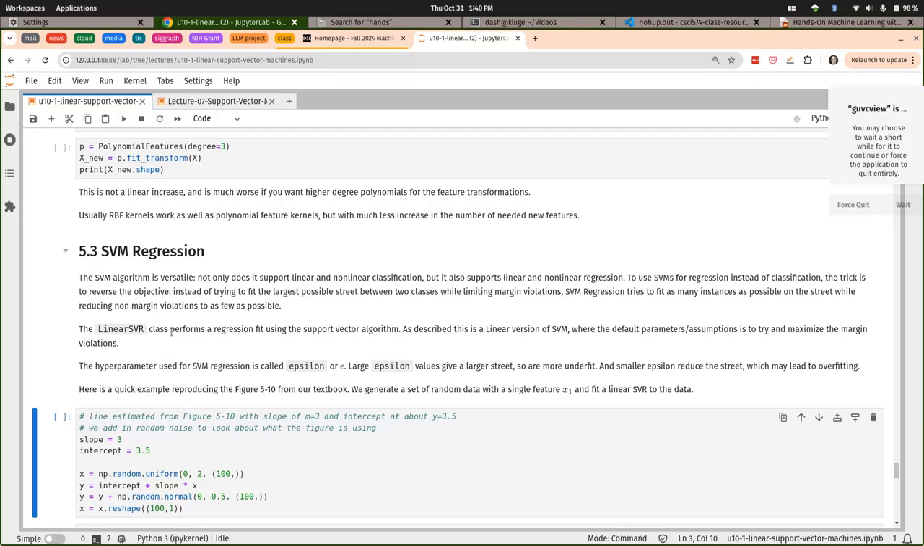Because of the change in the cost function, instead of the C, there's an epsilon parameter which you use to specify the amount of regularization that you want. So large epsilons give larger streets, so you end up being more underfit. Give you actually more regularization, and smaller epsilons will try to make it smaller, which might lead to overfitting.